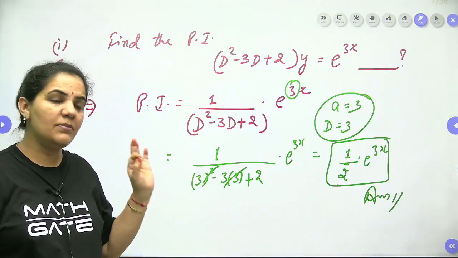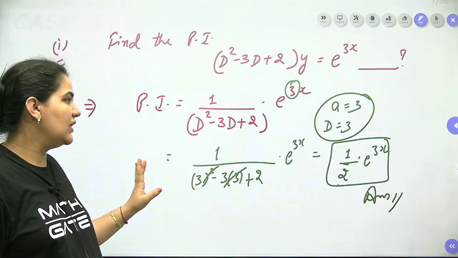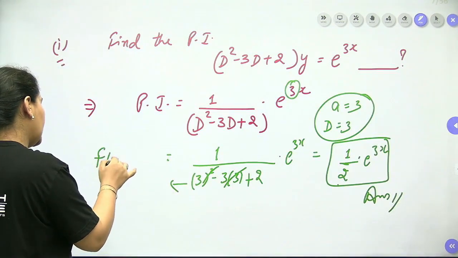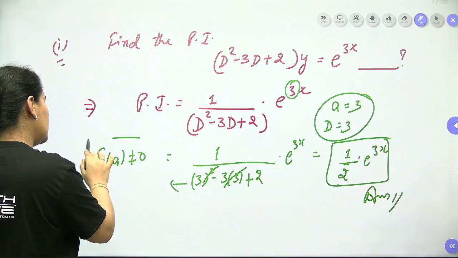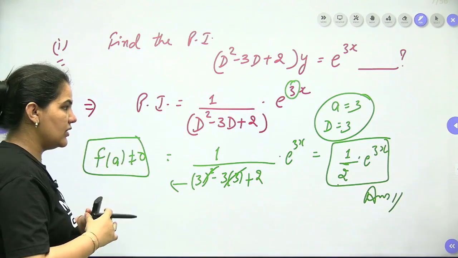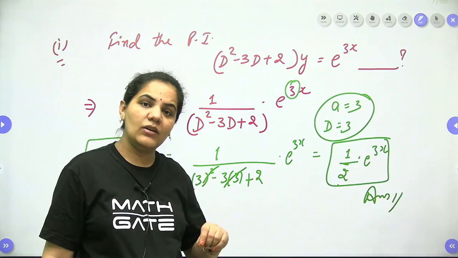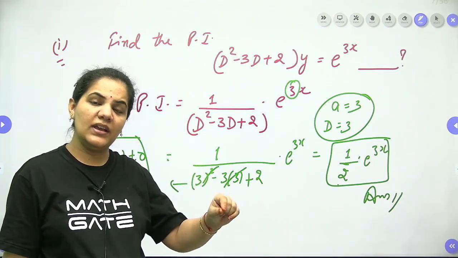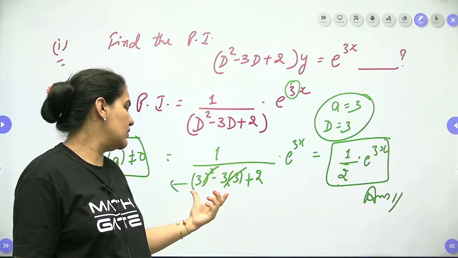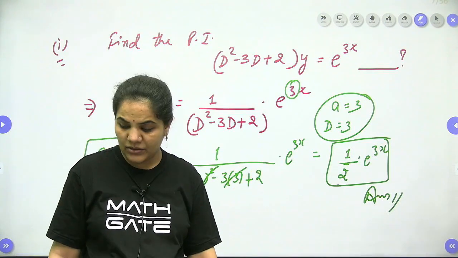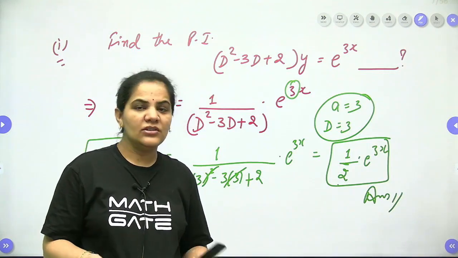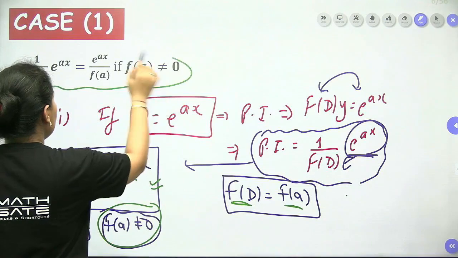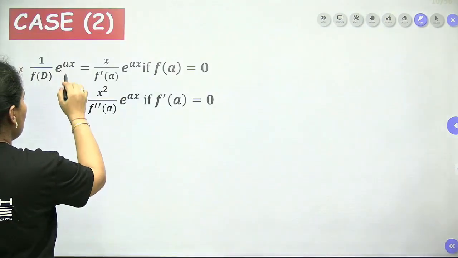If we have the e to the power ax form, just remember one thing, dear students: the important thing is that your function f of a should not equal 0. If f of a is not equal to 0, then we can directly write a at the place of D. Here a is equal to 3, so when we substitute, we get 1 by 2 into e to the power 3x. Done. This is a very simple form. This is the first form, case number 1.